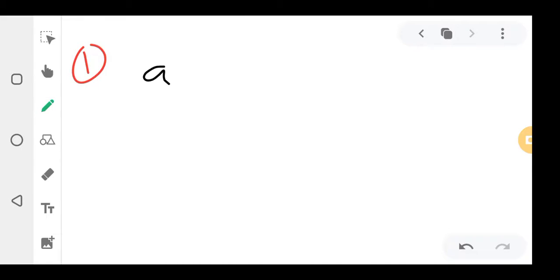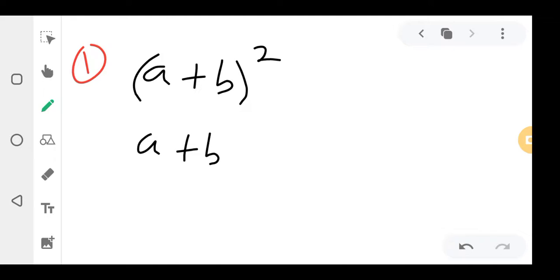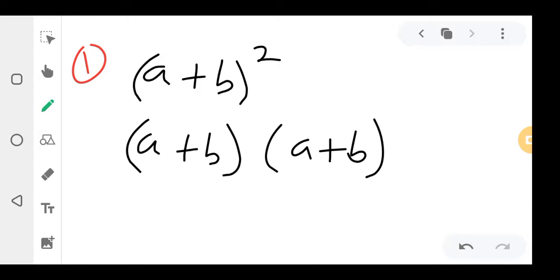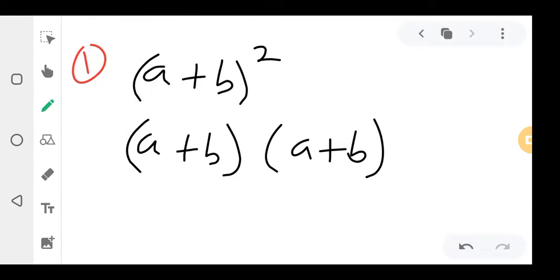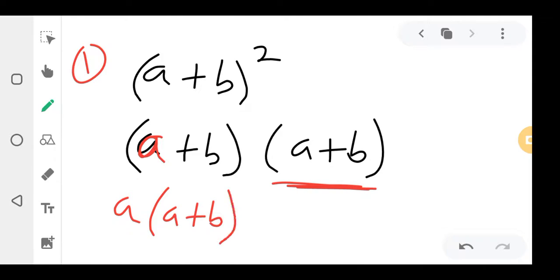For example, if they give you (a plus b) in close bracket squared, what that simply means is a plus b is multiplied by itself. So it's a plus b times a plus b. It means a plus b is multiplied twice. What you do is you always pick the first letter, which is a. Then you bring it here, and this whole thing that is in the brackets, you bring the brackets here. So you say a plus b, you close.